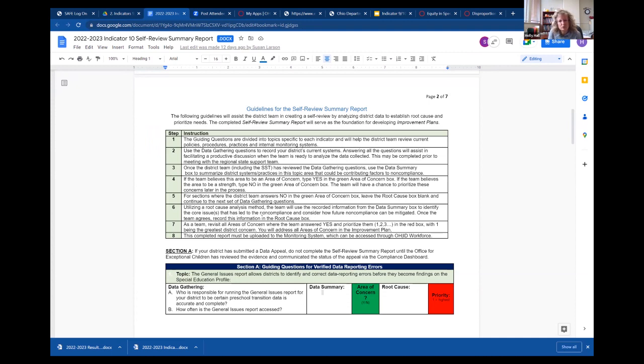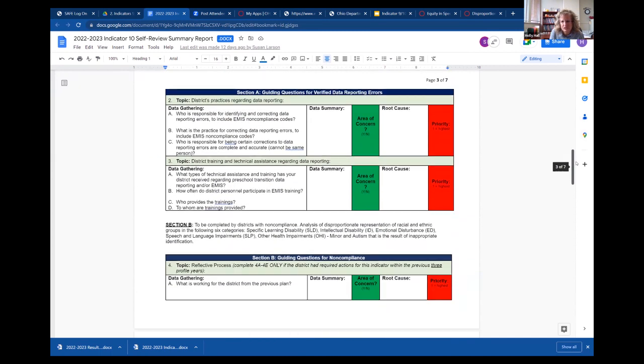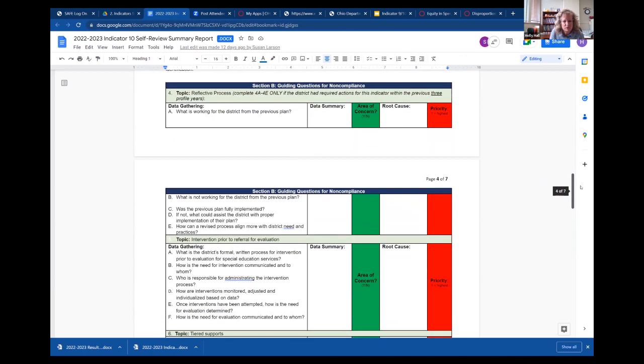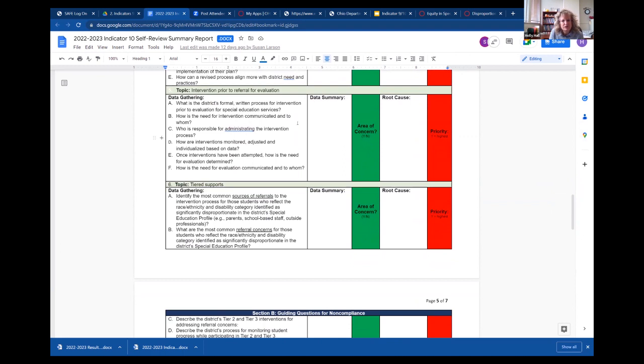This tool will be loaded into the monitoring application, which we'll show you later in the presentation, and we'll go directly to the OHID portal to show you that. But to go through the topics for this particular indicator, sorry, I should have stayed there instead of making you more dizzy. There were the reflection process questions, and then it goes on to talk about intervention prior to referral for evaluation.